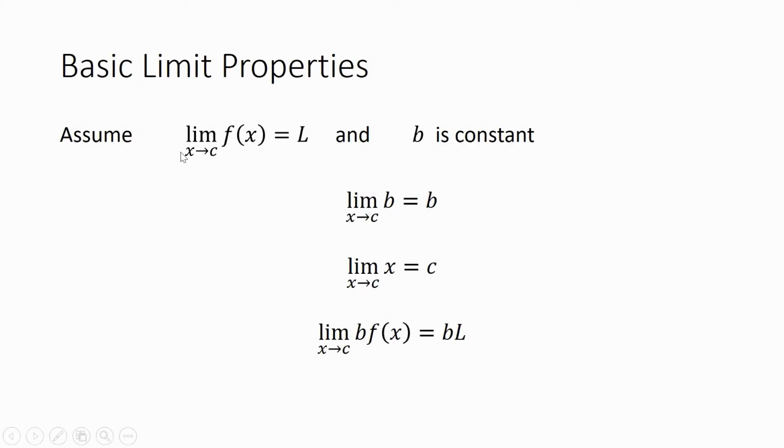Let's assume I have a function whose limit as x goes to some value c is L, and I have a constant number which we'll call b. Well, if you take the limit of a constant number, no matter what x goes to, that limit is just going to be the constant number. One way to see this is by thinking of this constant number as a function itself.